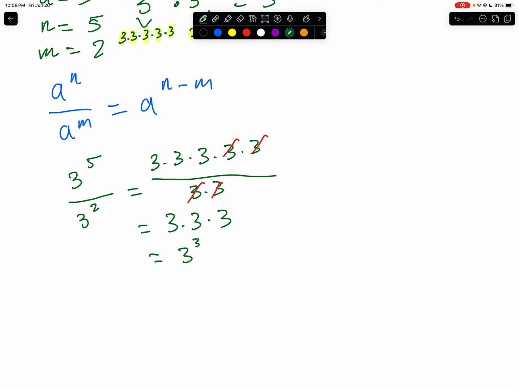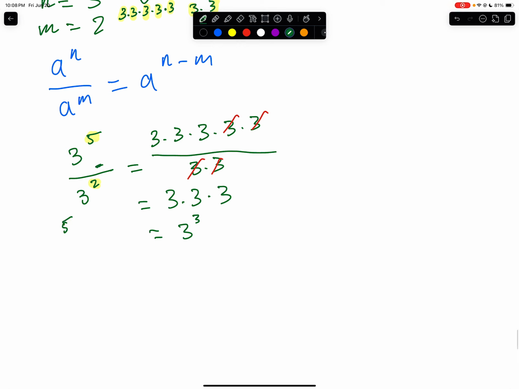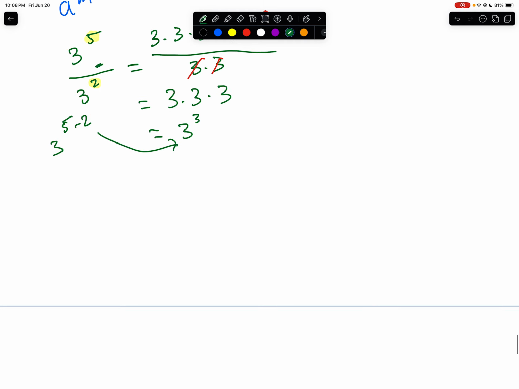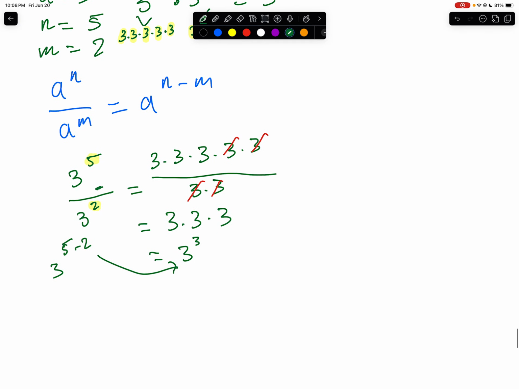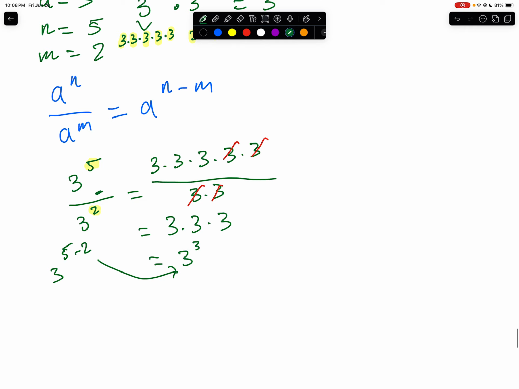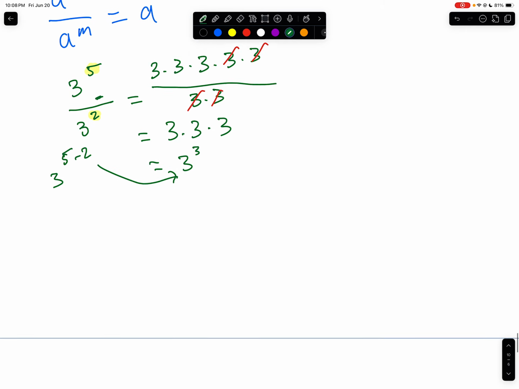Can't we just get that by subtracting this 5 with this 2? So 5 minus 2, 3 to the 5 minus 2. All right. Hopefully this makes sense. Okay. I know examples are not ideal, but it should hopefully be pretty intuitive.